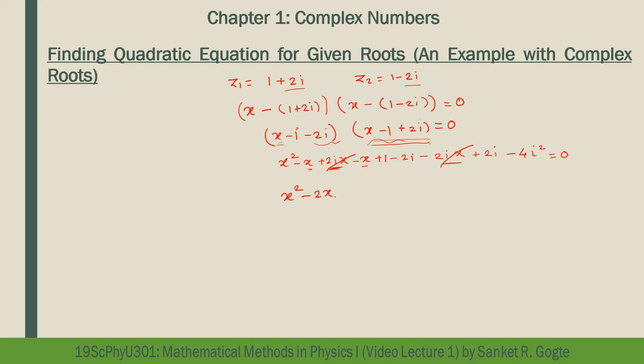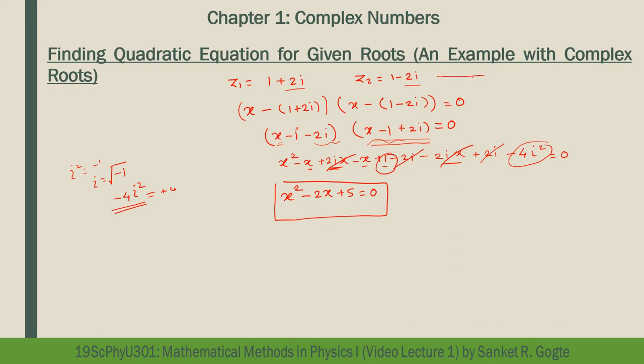Now let's collect all the constant terms with x raised to 0, and then we can see here that this is 1. This is minus 2i plus 2i, so they will get cancelled. So this is plus 1, and then we have this last term as minus 4i square, but we know that i is equal to square root of minus 1, and therefore i square is equal to minus 1. Therefore this is nothing but plus 4. So the constant we now have to consider is this plus 1, and this is plus 4, so it is plus 5 is equal to 0. So this is the quadratic equation for which these two are the roots.